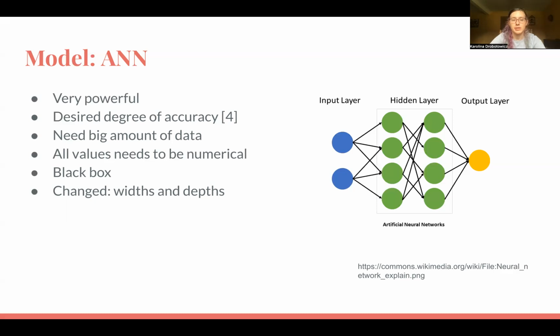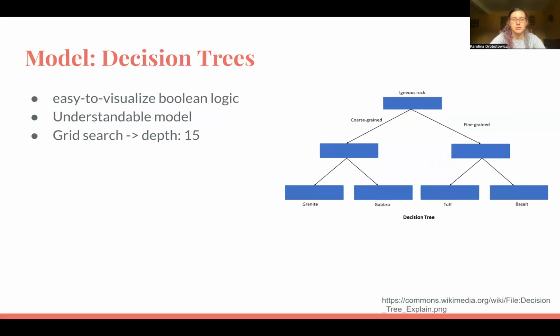What we did with our model, as for the hyperparameters, we tried different width and depth, while not changing things like epochs. And as for the decision trees, they are easy to visualize in Boolean logic and a really understandable model, which is good for our goals, which was to understand the most influential feature for the customer satisfaction.